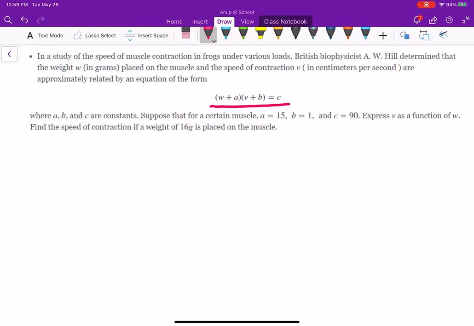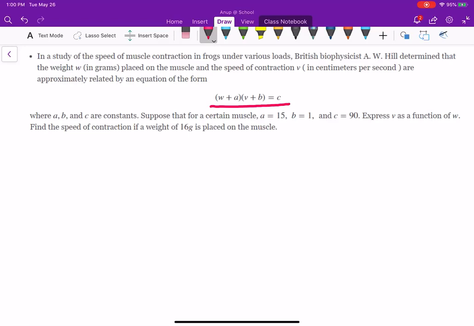So here we have a relationship between W and V given by this equation, and we also have those a, b, c which are given as constants. So far we have just given a relationship between weights and speed of contraction. So what is the question here? We also have given, suppose that those constants for a certain muscle are a equal to 15, b equal to 1, and c equal to 90.